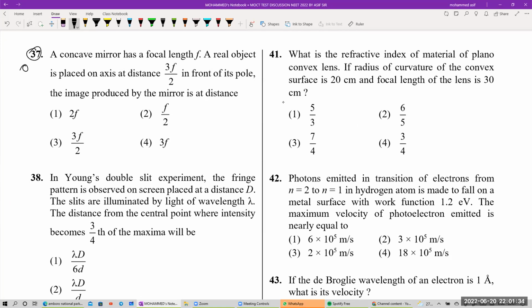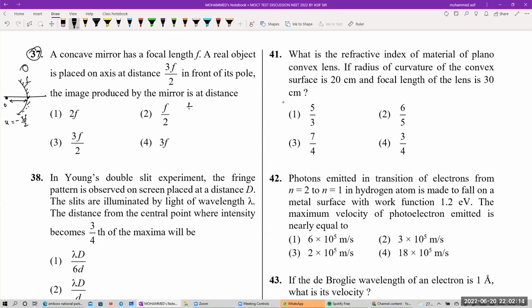Anyone? A concave mirror has a focal length f. A real object is placed on axis at a distance of 3f by 2 in front of its pole. The image formed by the mirror will be equal to how much? Do you remember the mirror formula? The object is placed somewhere here, and the object distance given in the problem is U. So U is given as minus 3f by 2. All the distances are measured from the pole.